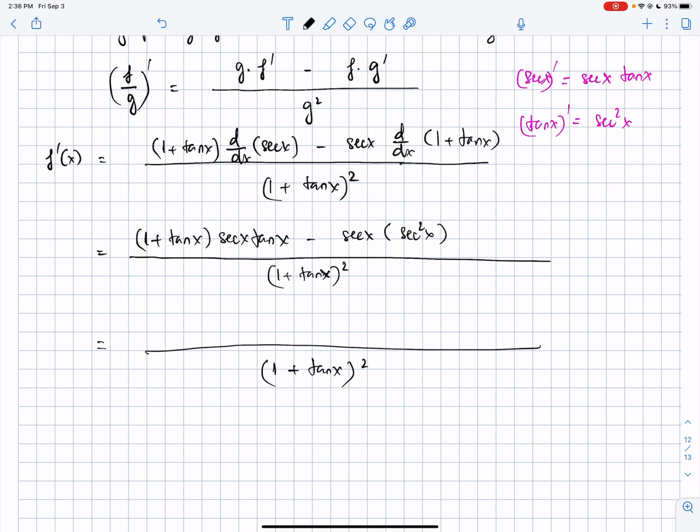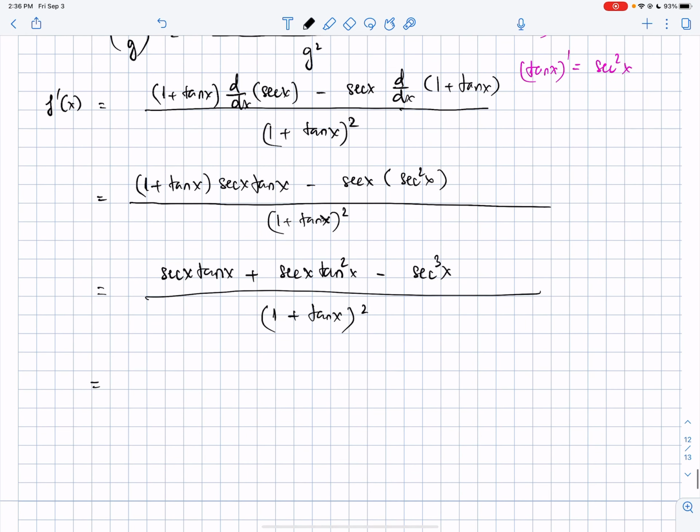Now on the top, we will open the parentheses, so we will get secant x tangent x plus secant x times tangent squared x. So we distribute, and then minus secant cubed x. So what we can see is that secant x is the common factor, so we can factor out the secant x.